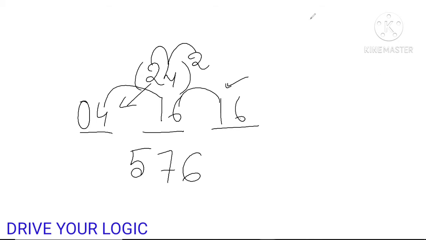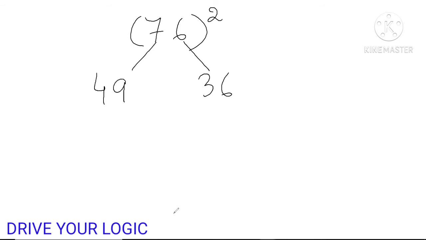I hope it is very easy to do. I will show you a few more examples. Now I will take 76 square. Same way, first you square 6. Squaring 6 means 6 into 6, that is 36. Yes, we got a double digit, so no need of adding 0. 7 square is 49. And the center one, what will it be? 7 into 6 is 42, 42 into 2 is 84.